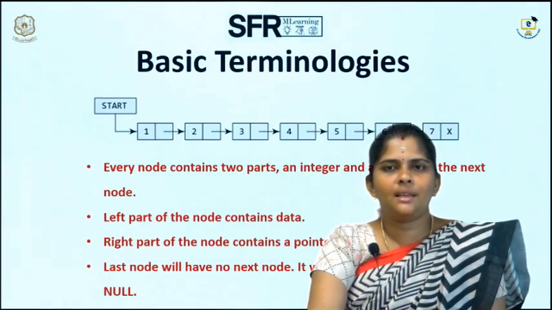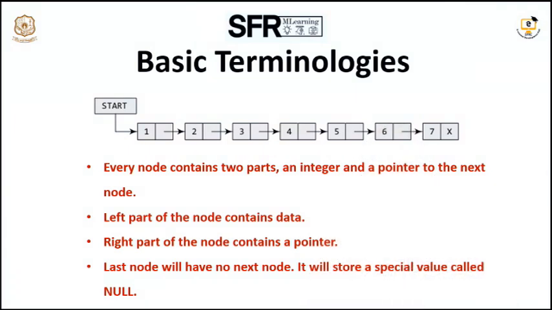Next we will see the basic terminologies in linked list. In this figure you can see the basic representation of a linked list. Every node contains two parts. One is the data part and another one is the pointer to the next node. The left part, that is the integer part in this figure, contains data, either a simple data type or an array or structure. The right part of the node contains a pointer to the next node, that is, the address of the node. The last node will have no next node.